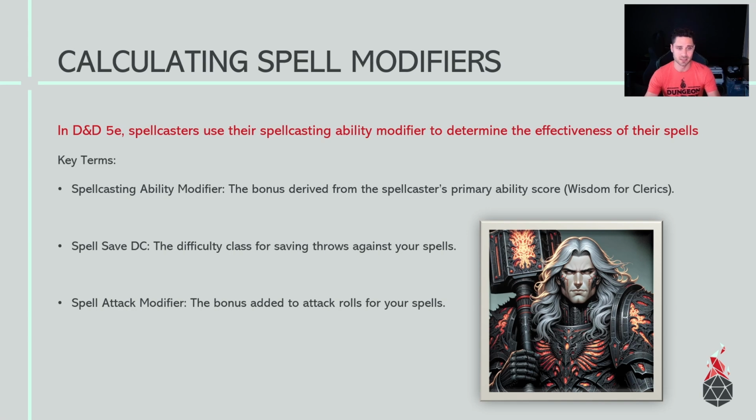Spell save DC. This is the difficulty class for saving throws against your spells. So if you cast a spell that they have to save against, they save against your spell save DC. The opposite side of that is your spell attack modifier. This is a bonus added to your attack rolls for your spells that have an attack. So if your spell says make an attack spell or cast a spell at something without a save DC, you will be attacking at that creature. And this is going to make a little more sense in a second when I show you how to calculate them. And each spell will tell you which one it is.